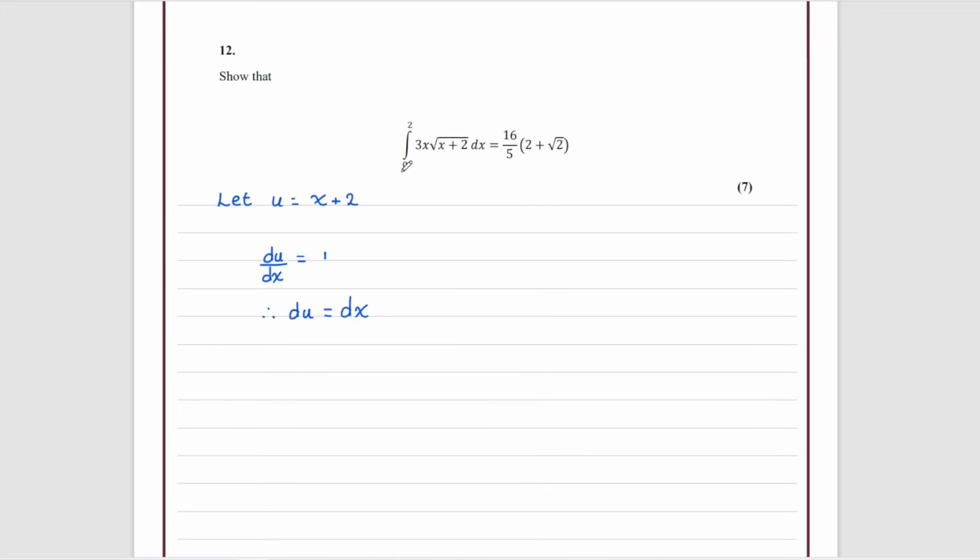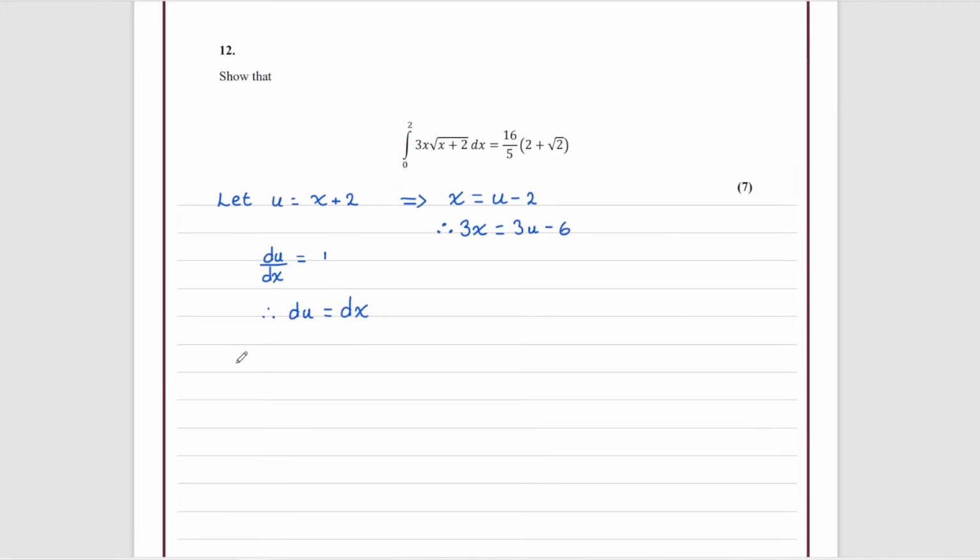But what about 3x then? Well, what I need to do then is rearrange this and make x the subject. So if we do that here, x is equal to u minus 2, like so. And because we've got 3x here, we need to times this by 3. So therefore, 3x is equal to 3u minus 6. Okay. And it might seem like we're doing quite a bit of work here just to get started, but it is important that we lay out all the foundations before we begin with this integral. So we've got everything that we need here now. So let's transform this integral here then.